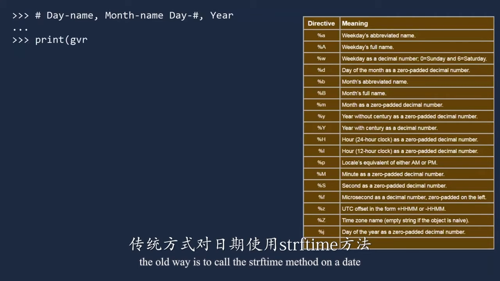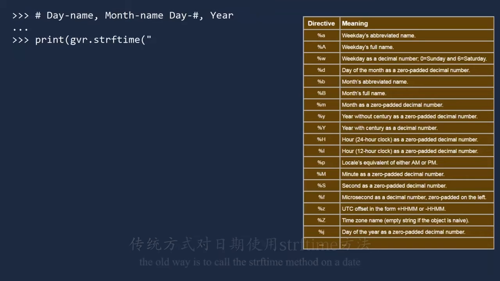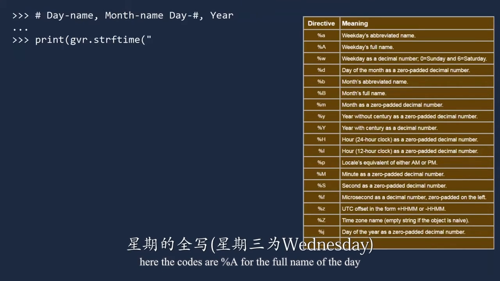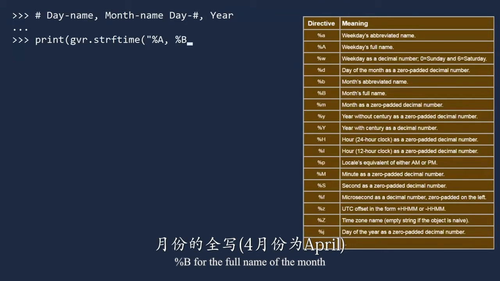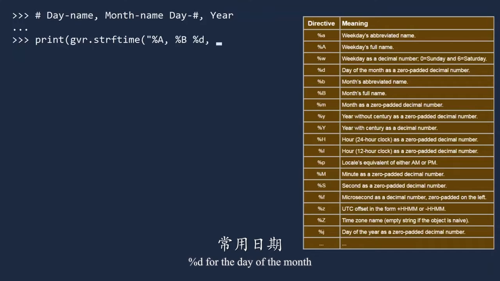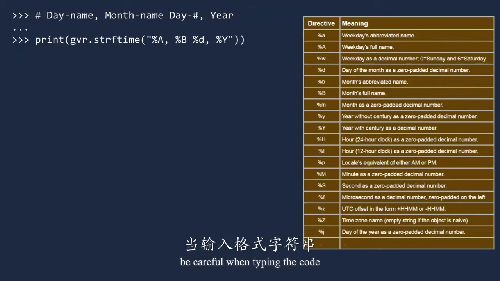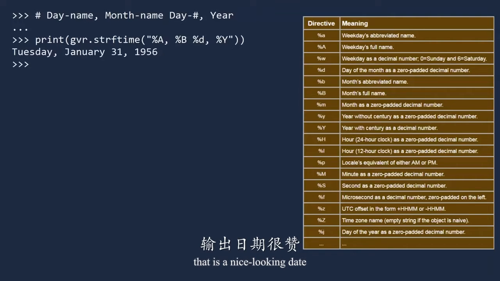The old way is to call the strftime method on a date. Then you pass in the format string using the available codes. Here the codes are %A for the full name of the day, %B for the full name of the month, %D for the day of the month, and %Y for the 4-digit year. Be careful when typing the code. It is case sensitive. That is a nice looking date.